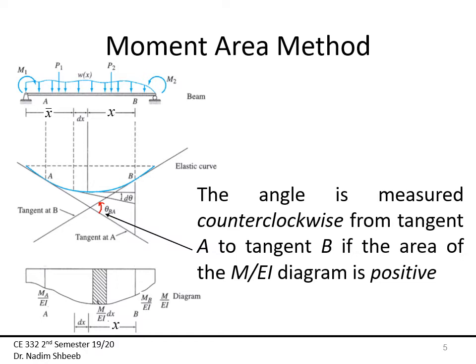So this is my positive direction. If I'm measuring from the tangent at the point on the left, which is point A, going to a point to the right, which is here my B, then that rotation is going to be counterclockwise. All right, so this will take care of finding the change in slope between two points.